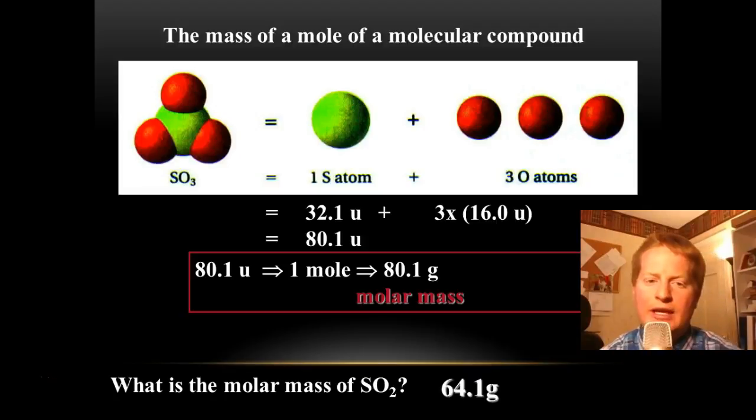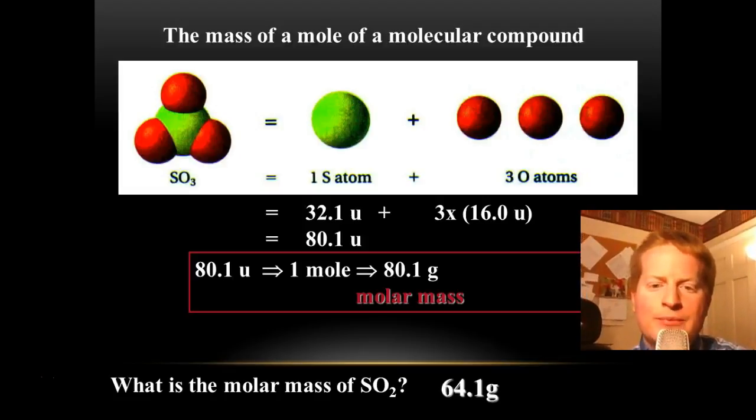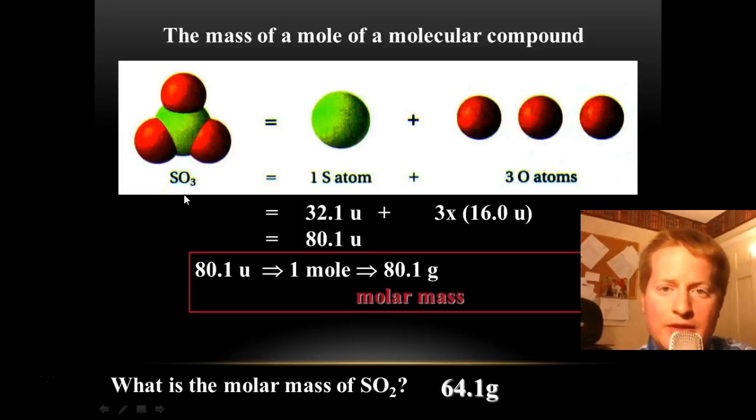So let's take a look at a molecular compound. This one is all nonmetals, and so basically you do the same process. You look at the periodic table for the mass of those atoms, and then you add them up. So if we want to know the molar mass of sulfur trioxide, we would take 1 sulfur atom and 3 oxygen atoms, which is what's in the formula over here, and we would look on the periodic table to see what those masses are, and we would add them up.